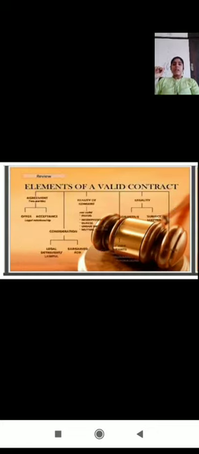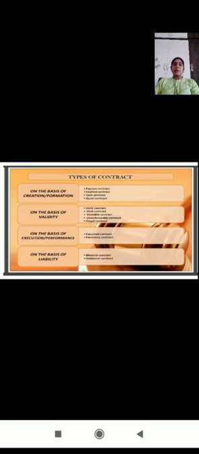Okay, and next, this is a review of the essentials of a valid contract, so you can see here. And the next topic is types of contract. How many types of contract are there? Here there are four bases. Types of contract, there are four bases.